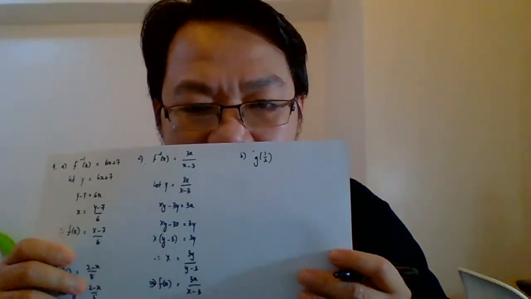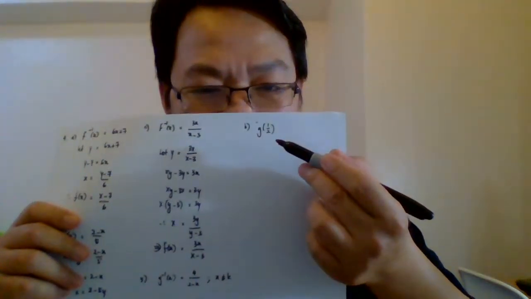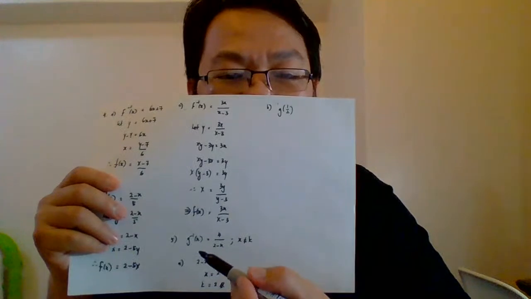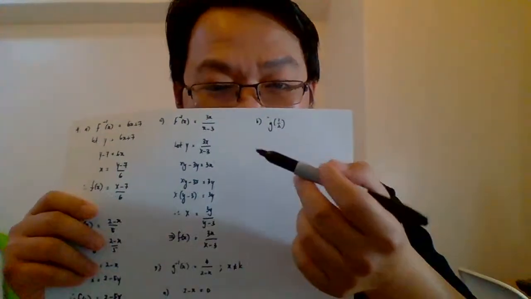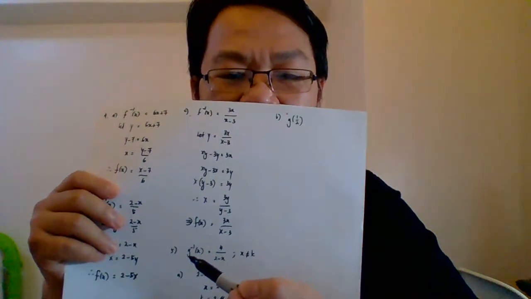Okay. Congratulations guys. So, many of you understood this. Good. 5A settled. Now, look at 5B. For 5B, find g of a half. Okay, so now, this is g of a half. This is g inverse. Same or not? They are different, right? This is the normal function of g. This is the inverse function of g.